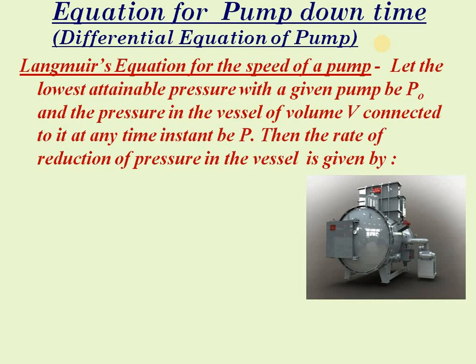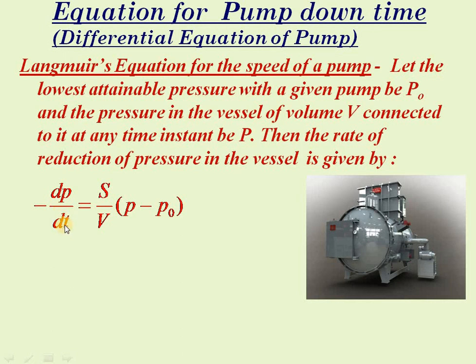Researchers usually calculate the pump down time in advance, and accordingly they set their experiments, measurements, etc. Here, this equation is very useful. A typical vacuum pump follows this equation, the differential equation of a pump. What does it say? It states that the rate of change of pressure in a given chamber, that is, pressure is decreasing, that is why there is a negative symbol, negative dP by dt.